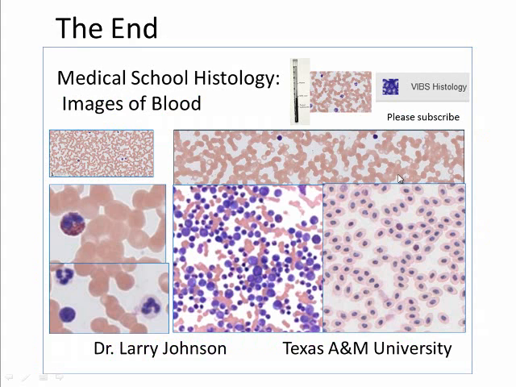So this is the end of the presentation on medical school histology, images of blood: normal blood, abnormal human blood, and chicken blood for comparison.